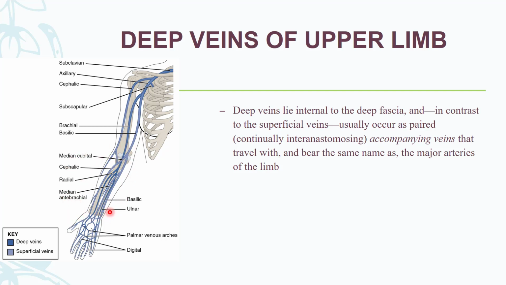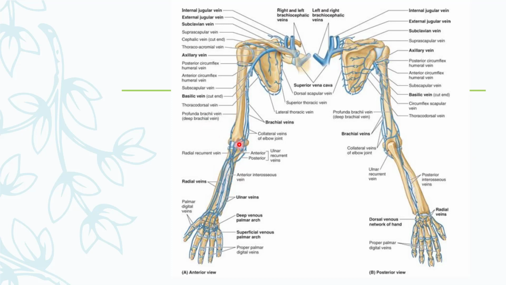See here in this diagram. So we have the radial vein and the ulnar vein. They will drain into the brachial vein. The brachial vein will drain into the axillary vein, and the axillary vein will drain into the subclavian vein. See here in this diagram also, this is the superficial venous palmar arch. There is also one deep venous palmar arch, which will continue to the radial vein and the ulnar vein. The radial vein is present on the radial side or the lateral side, and the ulnar vein is present on the medial side or the ulnar side.